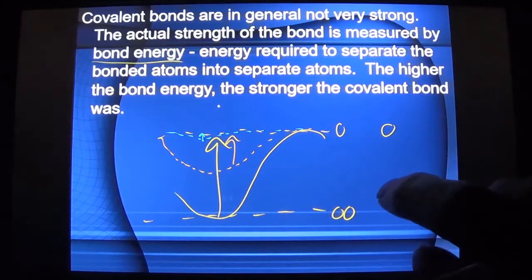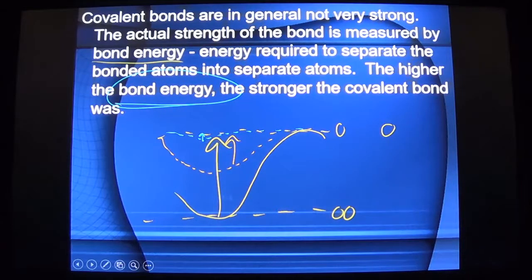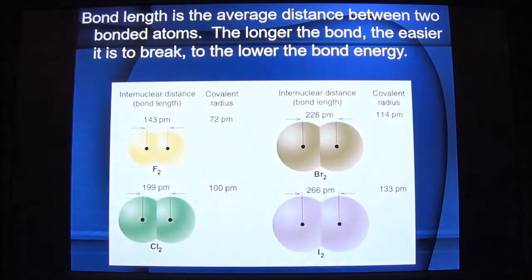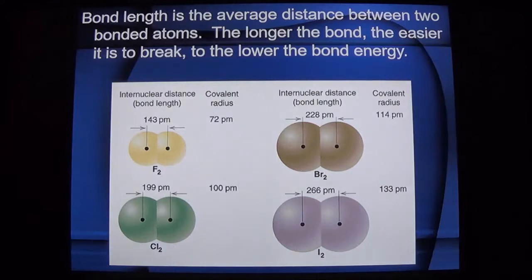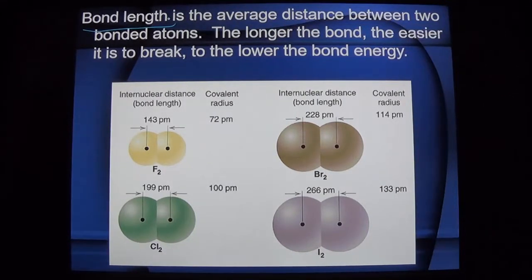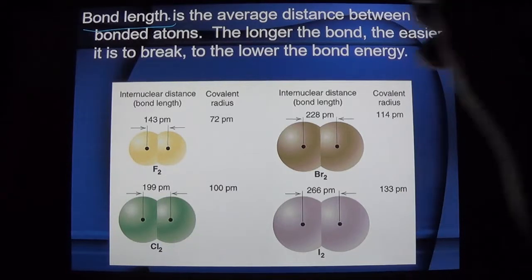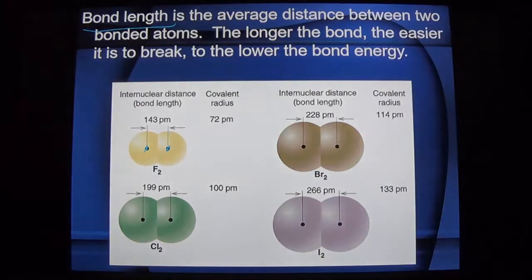Okay, so bond energy is how we determine the strength of a covalent bond. The greater the number of the bond energy, the stronger the bond was. It's that easy. Okay, now we're still in the covalent column. I want to introduce the idea of a bond length, because this is a concept I expect you to know. Bond length, how long the bond is, measured, that is, from the nuclei to the nuclei of bonded atoms.